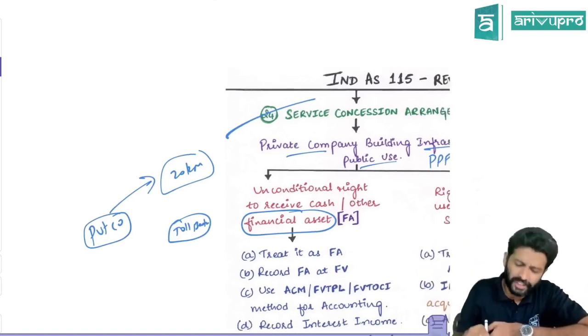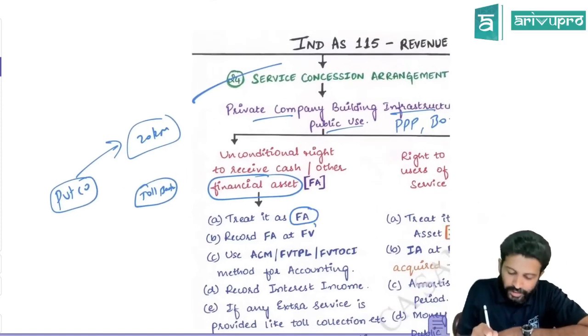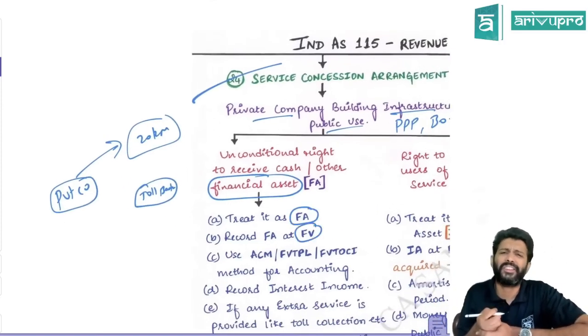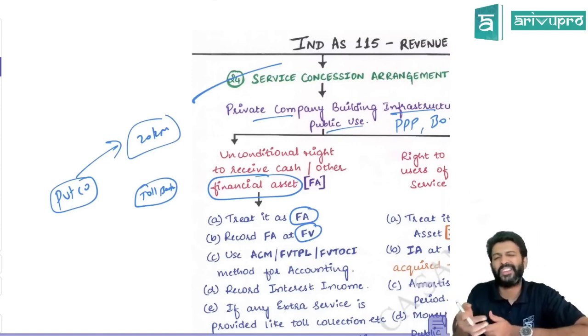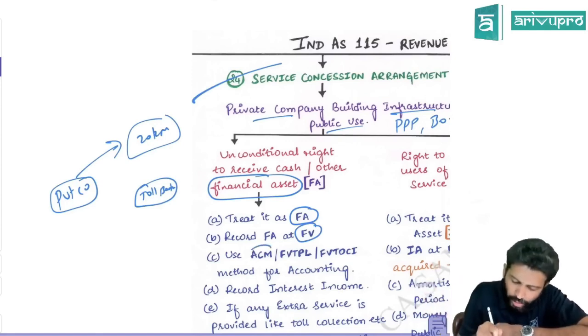And we know this financial asset is initially recorded at what value? Fair value itself. And subsequently, using what method? You will measure it at amortized cost, FVOCI, or FVTPL method. Generally, you will use the amortized cost method.